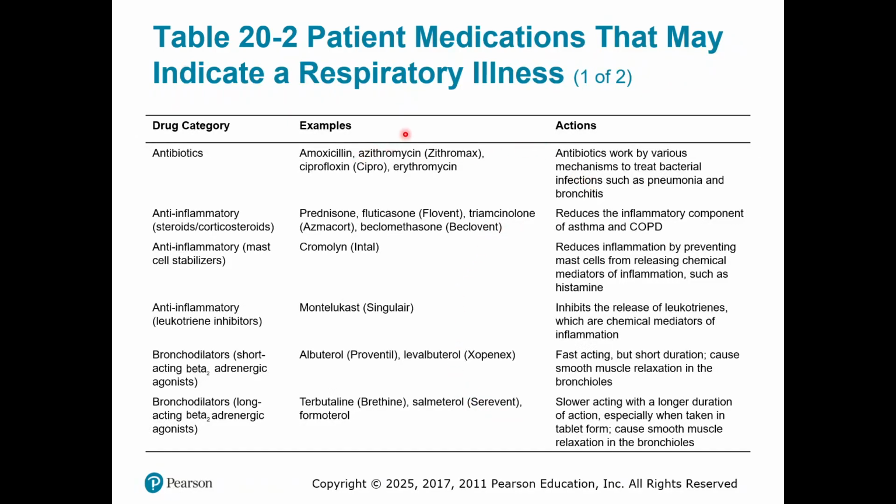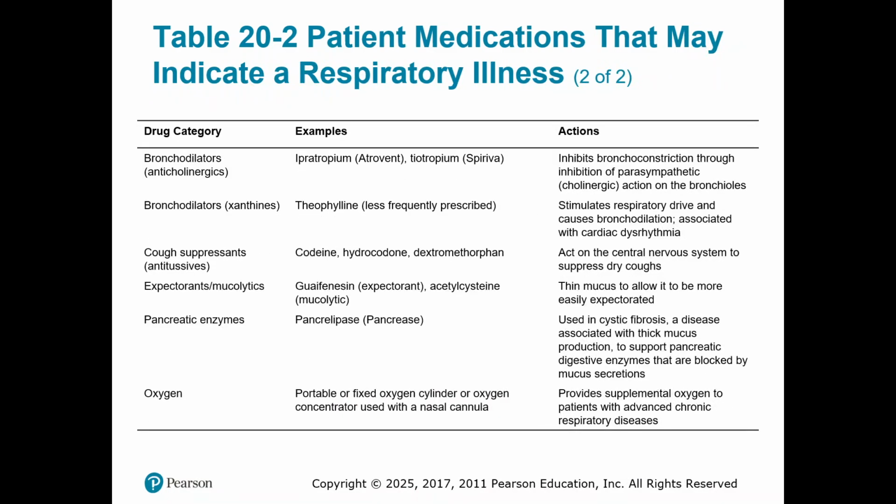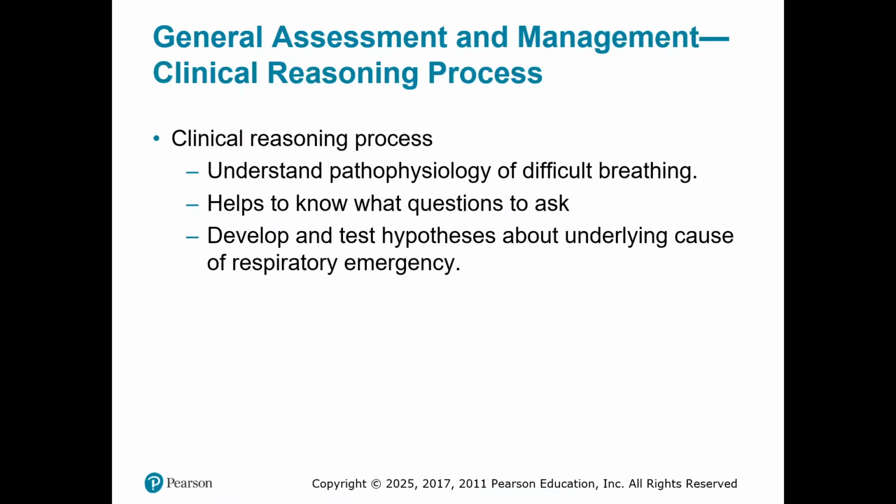These are just some medications that indicate a respiratory illness. I'll let you look through there. Most of these you probably already know. If they're taking antibiotics, it could be suspect of maybe a pneumonia. Steroids, maybe a bronchitis or something like that. Anti-inflammatory drugs like Singulair, they give a lot of asthma patients that. Bronchial dilators, asthma. So, something to think about, and the list continues.